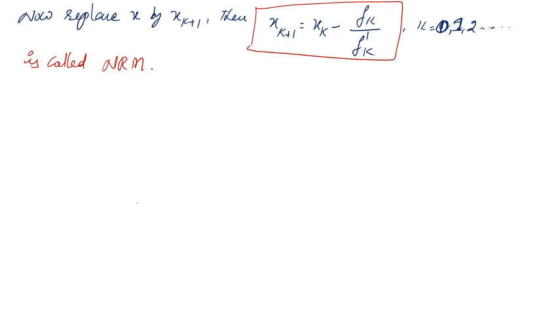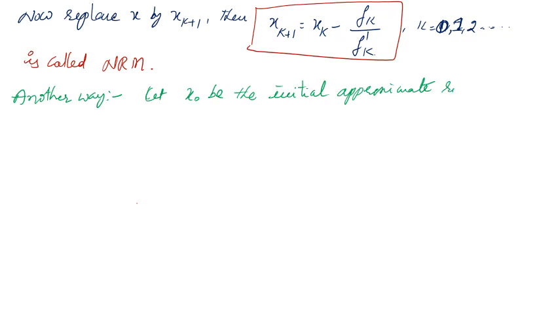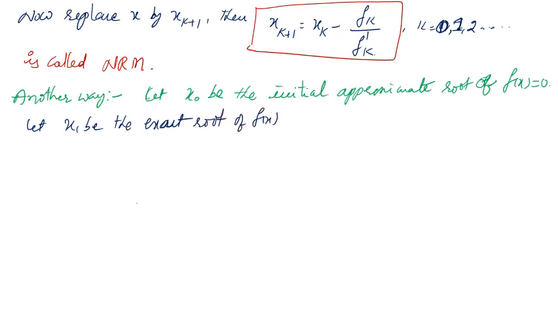There is another way to derive the Newton Raphson method. Let x naught be the initial approximate root of f of x equal to 0. Okay. Let x1 be the exact root. What is x1? The exact root of f of x equal to 0.